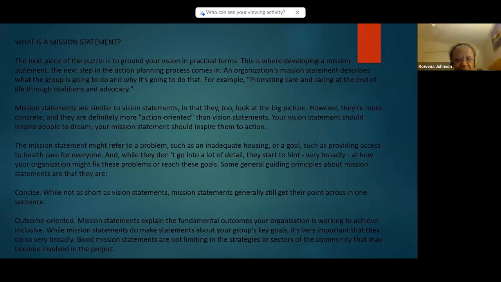An organization's mission statement describes what the group is going to do and why it's going to do that. For example, promoting care and caring at the end of life through coalitions and advocacy. Mission statements are similar to vision statements in that they too look at the big picture. However, they're more concrete and definitely more action-oriented than vision statements. Your vision statement should inspire people to dream. Your mission statement should inspire them to action. Okay, vision is your dream. Mission is your action.